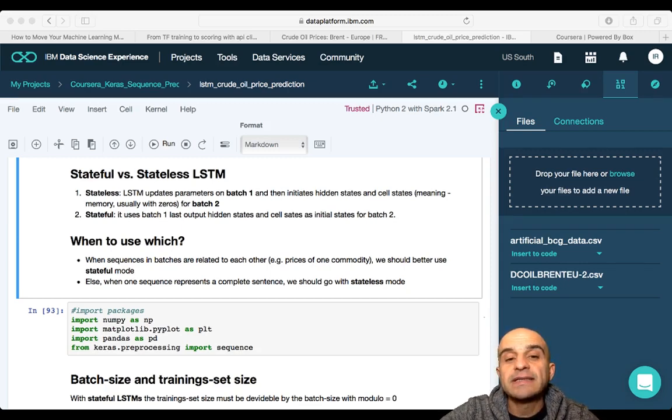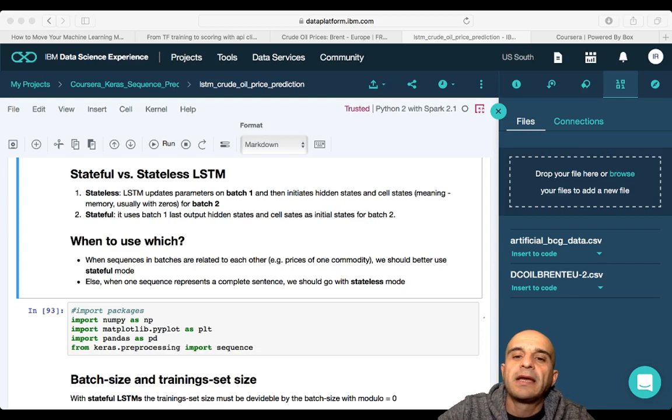As you probably know, LSTM means long short-term memory. So this neural network manages short-term memory. And this is the main difference between stateless and stateful LSTMs. In a stateless mode, LSTM updates parameters on batch 1, let's say, and then when batch 2 comes, it will initiate hidden states and cell states with zeros in the next batch, in batch 2.